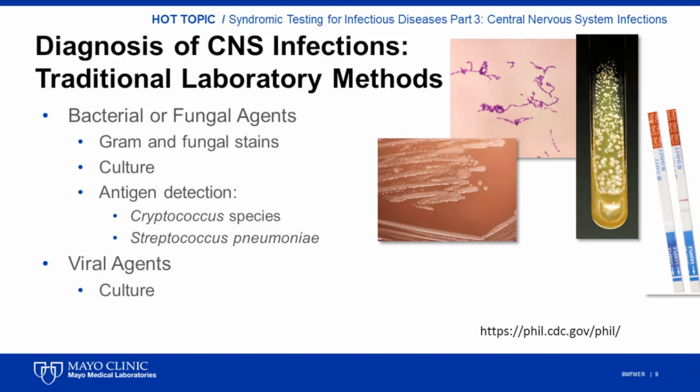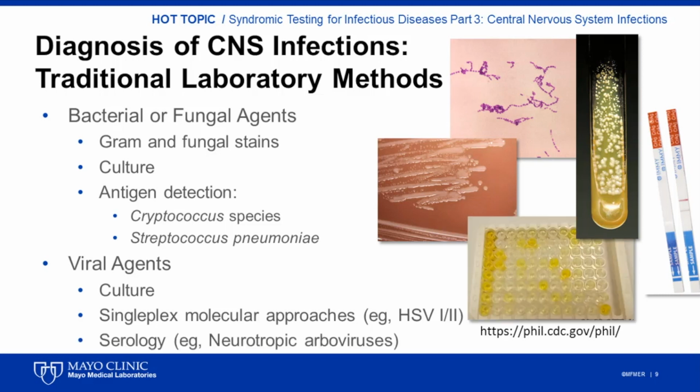In cases of suspected CNS infection due to a viral etiology, CSF may likewise be cultured, though more and more commonly, singleplex molecular testing for common viral agents such as HSV is performed directly off of the CSF sample, and a number of these commercially available assays have already received FDA clearance. Additionally, for most neurotropic arboviruses, such as for West Nile virus or St. Louis encephalitis virus, serologic testing of CSF is the method of choice due to the generally low sensitivity of molecular testing for these viruses.